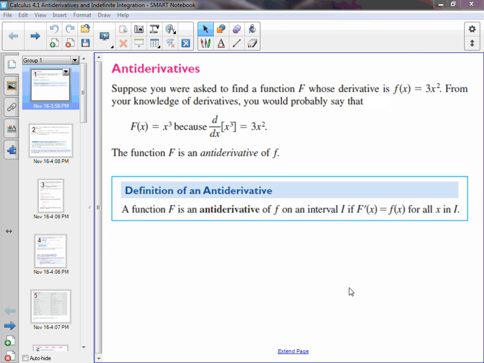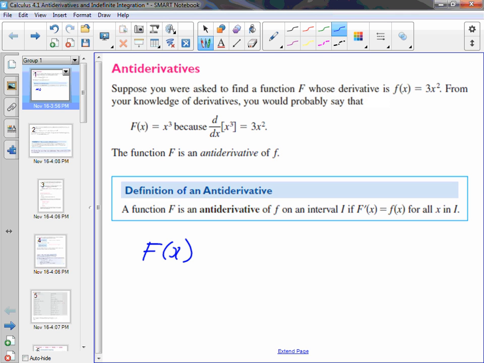Okay? So since it's true, yes, it will mess with you. Eventually it won't, but for a while you'll take a derivative when you meant to do an antiderivative and vice versa. You will.